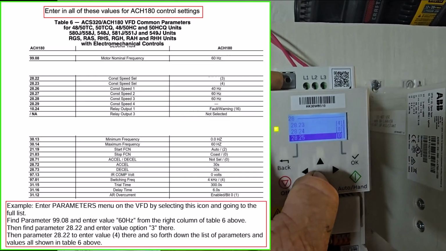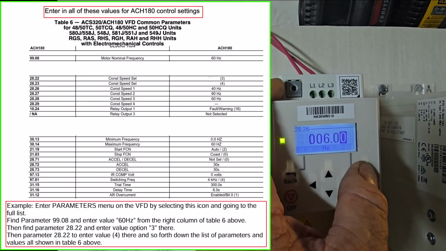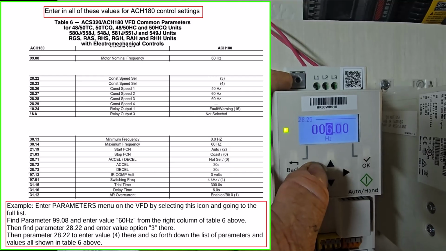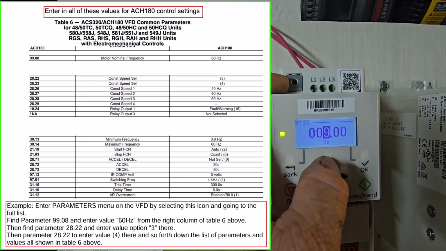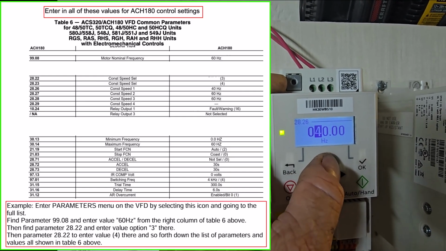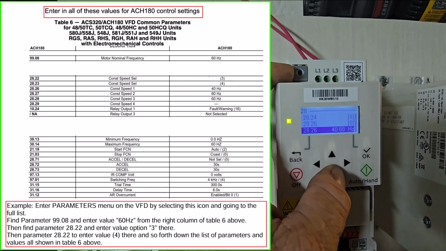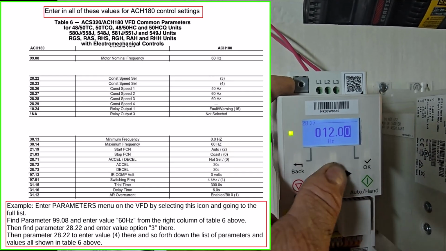Now 2826 is going to be the first of the speed references. There's that 6 hertz you got. So we want to change that to 40. So we're going to go up to 10, and then over here 10s, and we're going to go up to 4 for 40. There you go. 2827 needs to be 60 hertz.